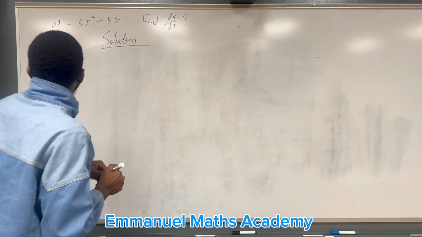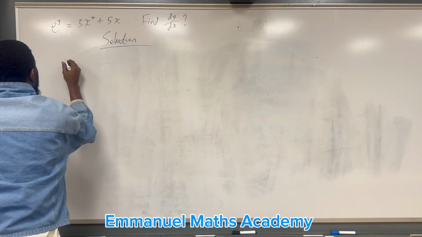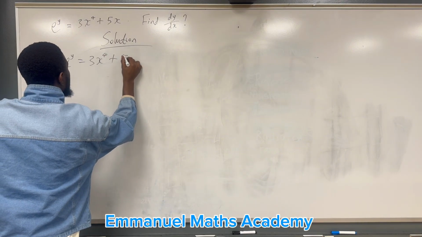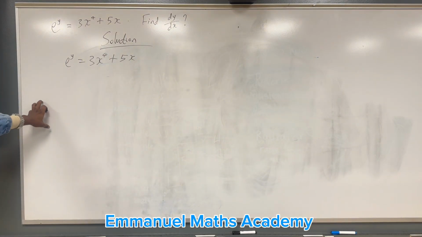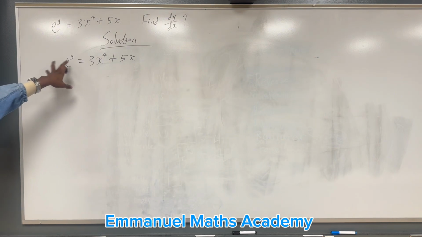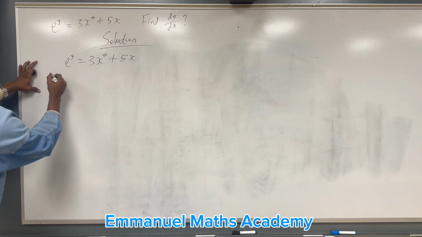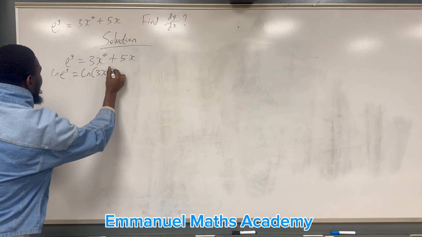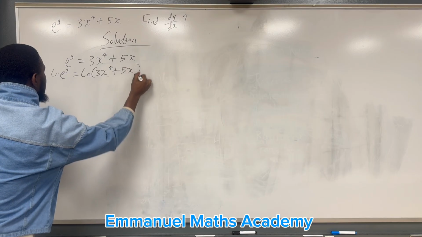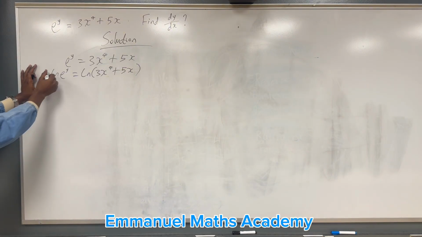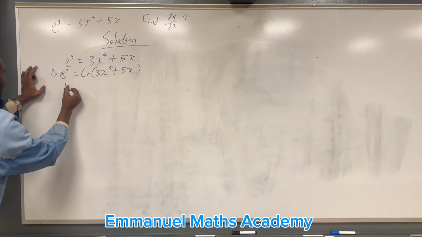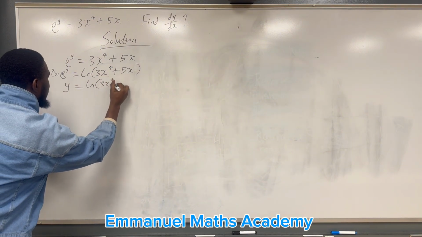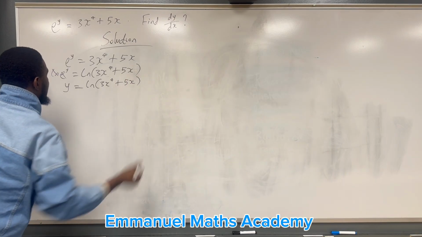So from this, if you have e^y equal to 3x⁴ plus 5x, you take the ln of both sides. If you take the ln of both sides, you have ln e^y equal to ln of 3x⁴ plus 5x. Right? So ln will cancel the exponential. Here we have y, that y is equal to ln of 3x⁴ plus 5x.